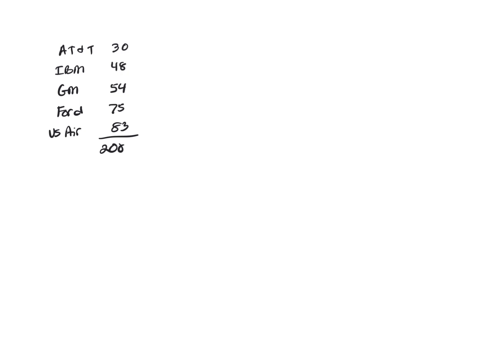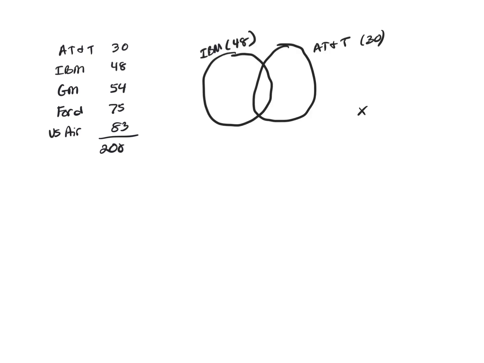We are told that 15 of the 200 own stock in both IBM and AT&T. So that makes me think do a Venn diagram since I have an intersection. And I'm trying to find how many of those polled own stock in neither company. So I am trying to find X out here. They don't own stock in either one of them.